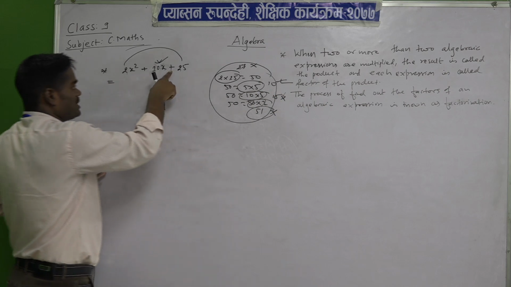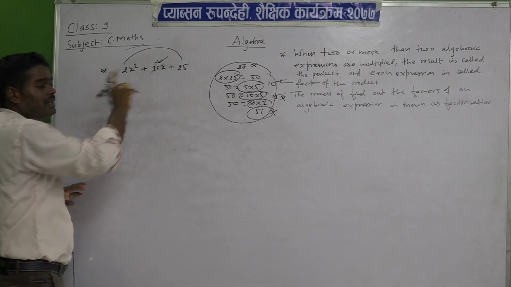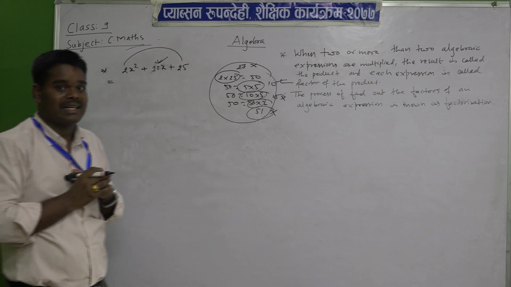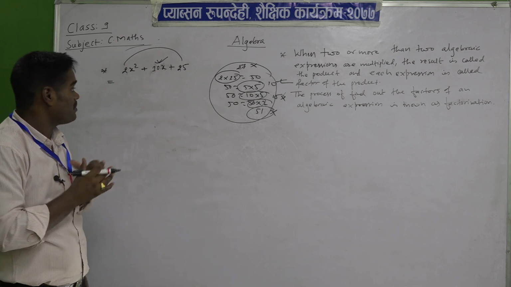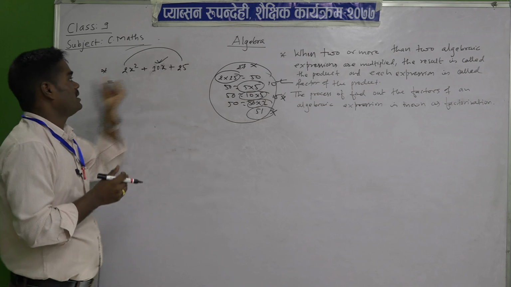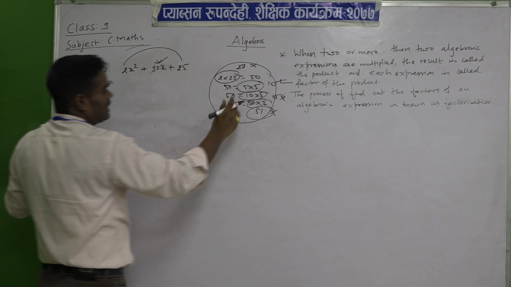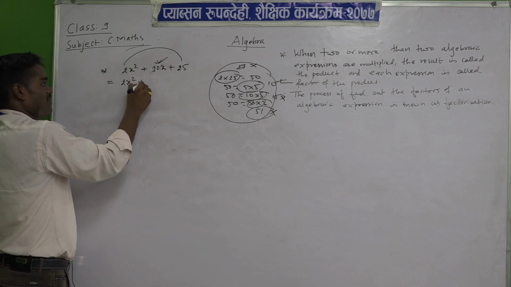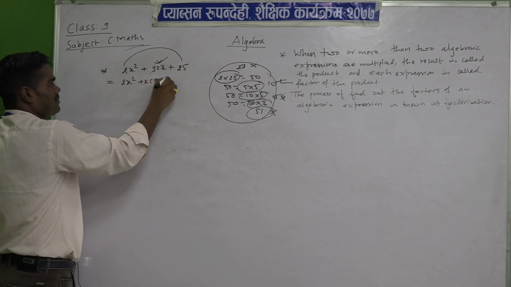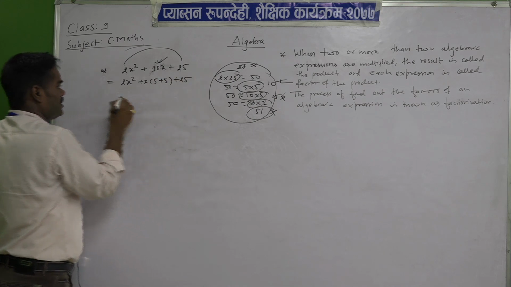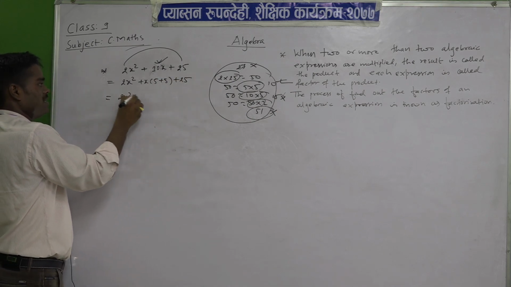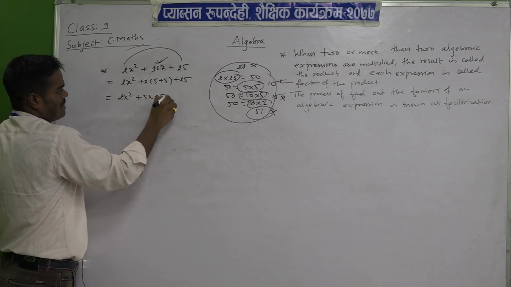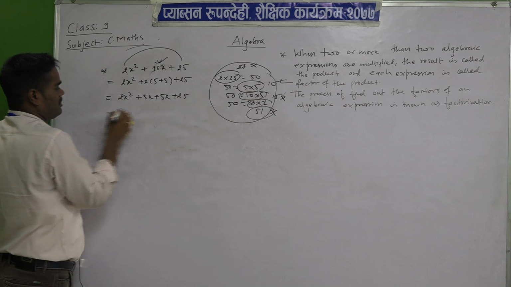So, if the sign is plus, then by adding the factors we should get the coefficient of the middle term. If the minus sign is given there, then by subtracting we have to get the coefficient of the middle term. So, which one is valid? 5 into 5. So, right here 2x square plus 5x plus 5x plus 25, and do like this: plus into plus is plus, 5 into x is 5x, plus 5x, plus 25.